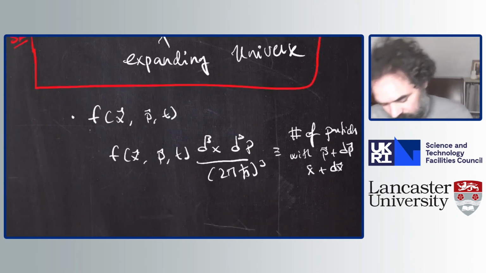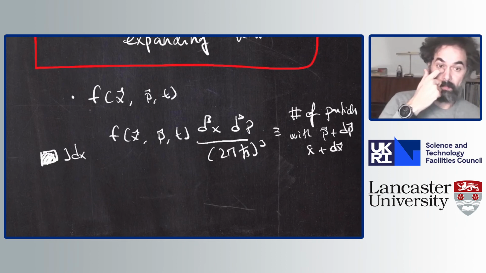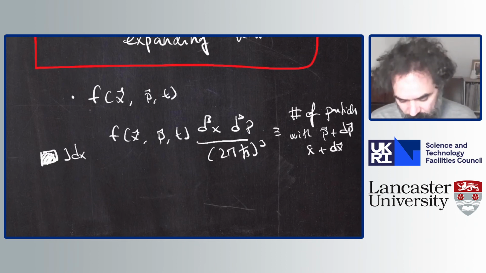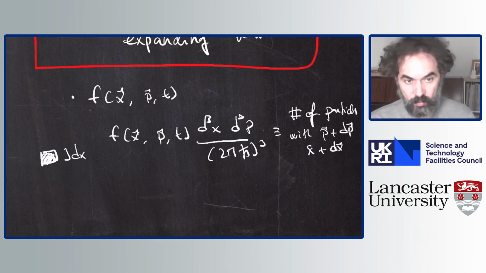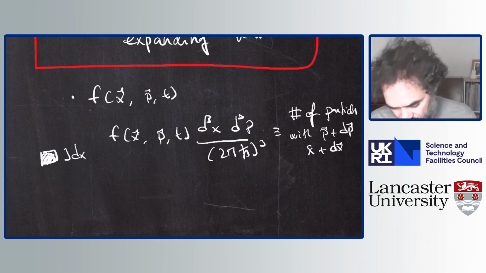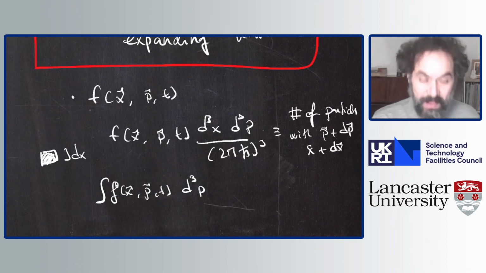So you go to a region of space, and you want to know how many particles there are there. You basically multiply f(x, p, t) by this number, and this will be the particles with a certain momentum. If you want to have all the particles, what do you have to do? Well, you have to integrate f(x, p, t) over all possible momenta, right? So it's going to give you the number of particles in this little volume.